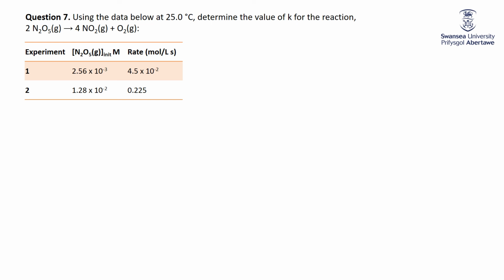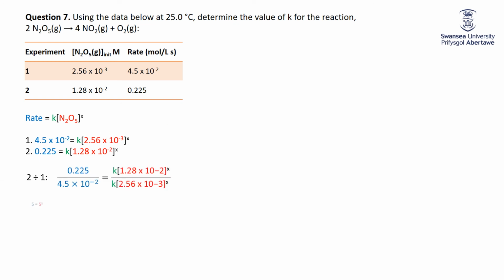And this is a much simpler reaction because we've only got one reactant. So the rate law is K times the concentration of that one reactant, N2O5, raised to the power of X. Throw in our two sets of data. Now I'm going to divide 2 by 1 because you've got to watch out for these powers here. This is 2.25 times 10 to the minus 1, which is bigger than 4.5 times 10 to the minus 2. So pop that in. Left hand side becomes 5. Right hand side becomes 5 to the X after the K's cancel. So X is equal to 1.